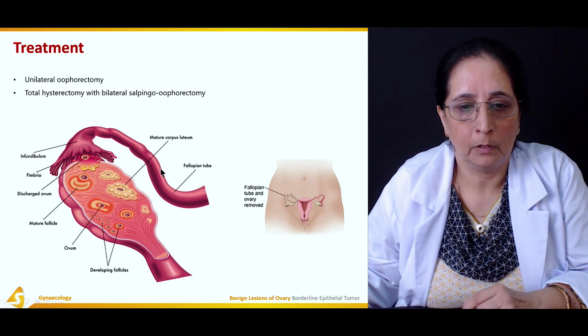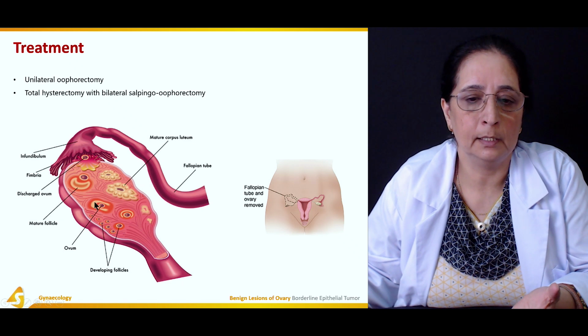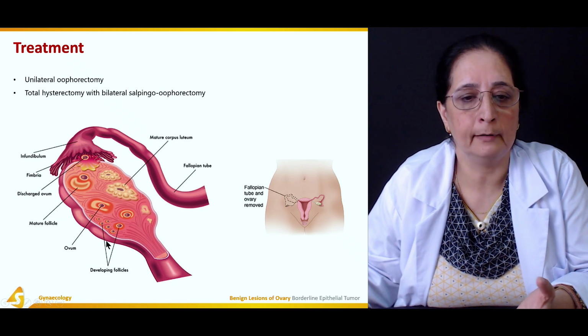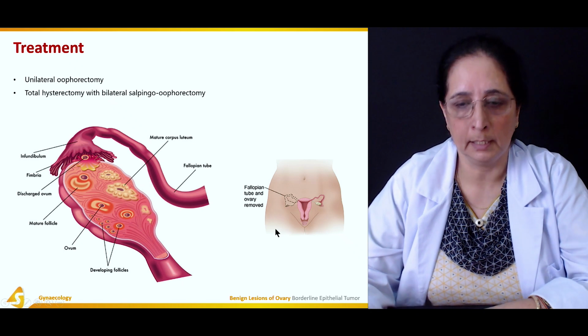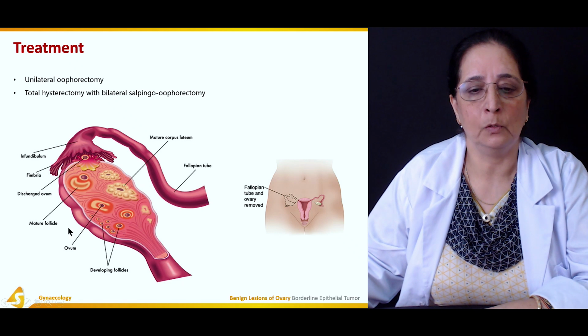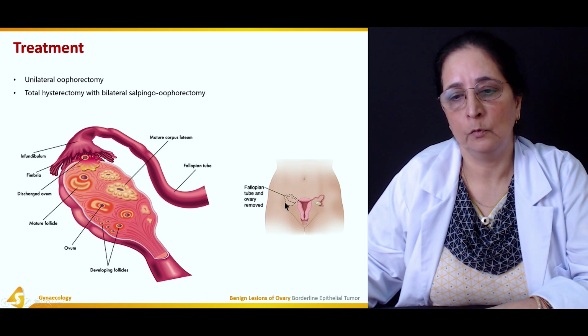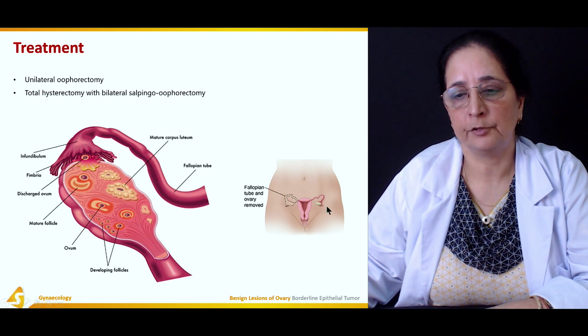This is the picture of the ovary, fallopian tube, corpus luteum. This is the mature follicle. This is the ovum. This is the developing follicle. All these are the features of the normal. So in unilateral oophorectomy, only the ovary is removed. But in total hysterectomy with bilateral salpingo-oophorectomy, this entire structure is removed.